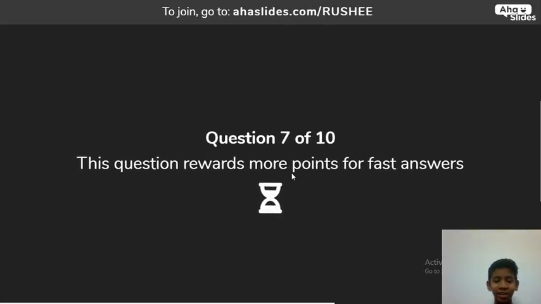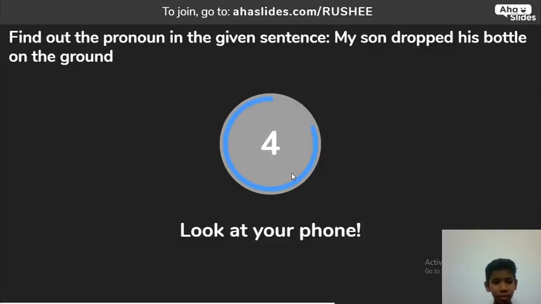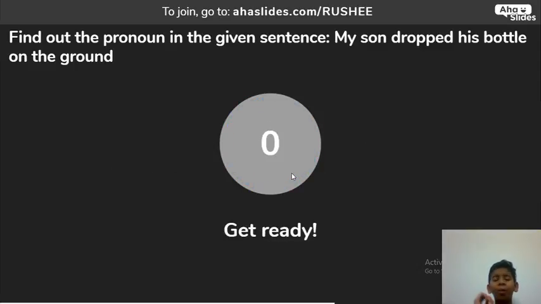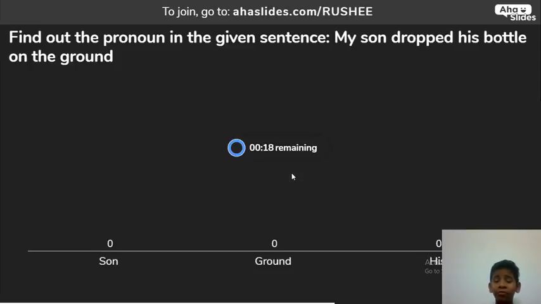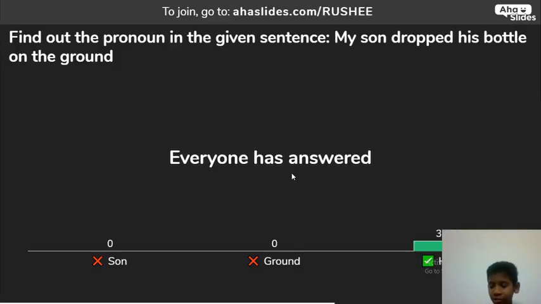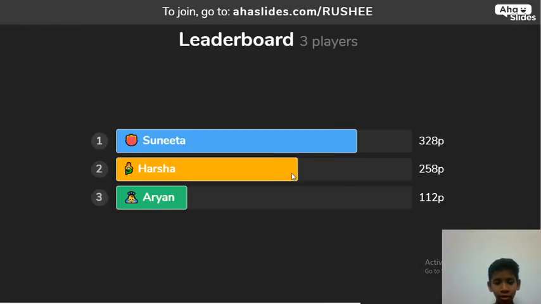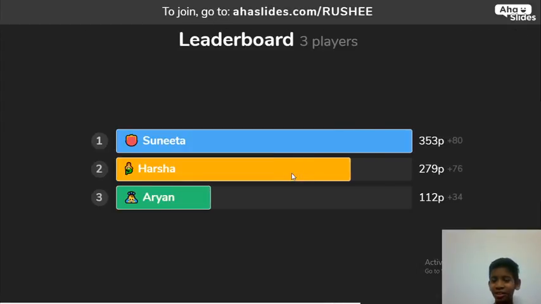Question number 7. Find out the pronoun in the given sentence. My son dropped his bottle on the ground. So, son, ground, or his. Okay, there are 4 people. 10 seconds remaining. 2 of them answered. Come on, everyone has answered, it seems. Okay, Sunita on the first place, Harsha on the second place, and Aryan on the third place.